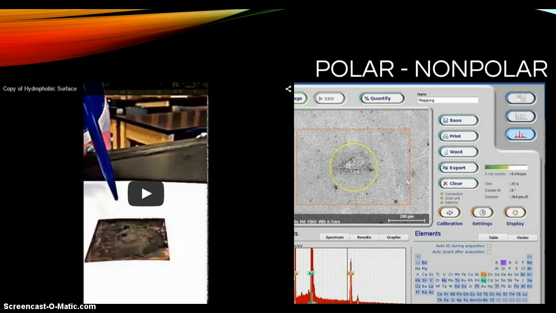One of the activities I did last year, and I'm excited to do again, is that the students prepare a hydrophobic surface on a piece of copper metal. I introduced this activity after the students learned about polar and nonpolar molecules.